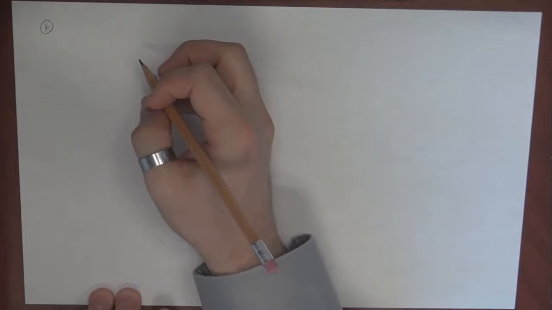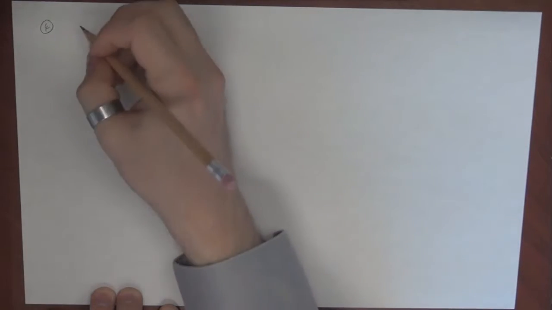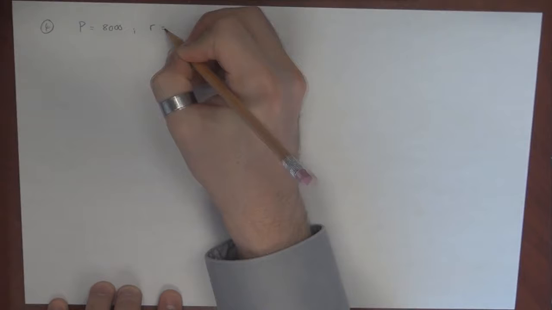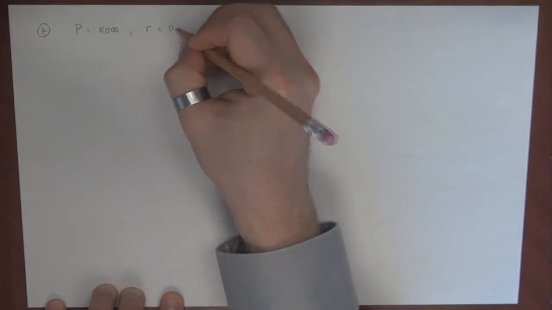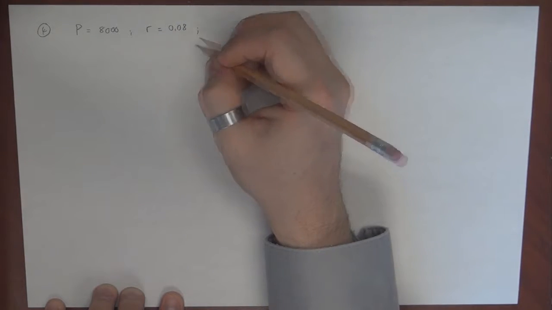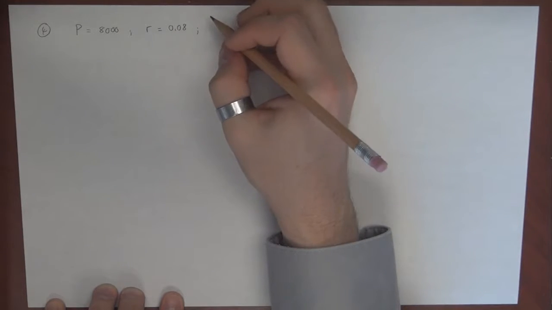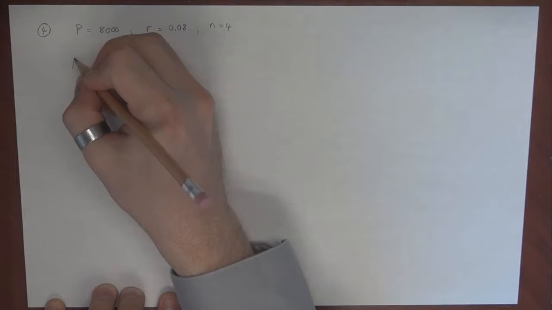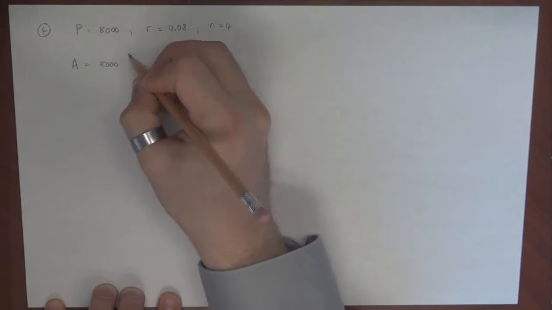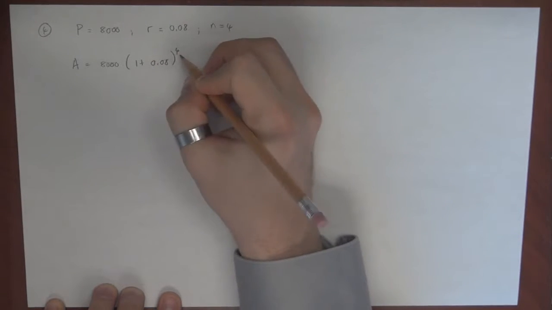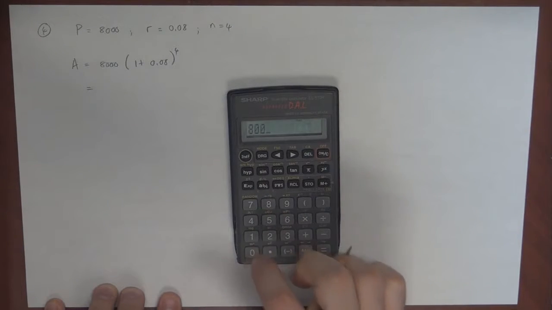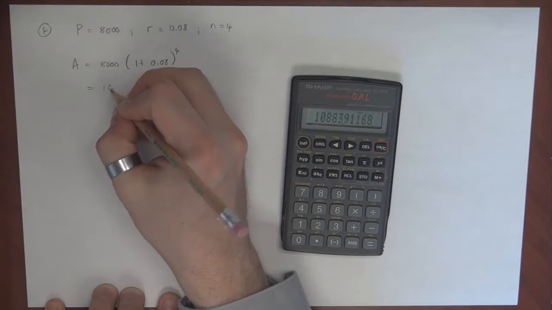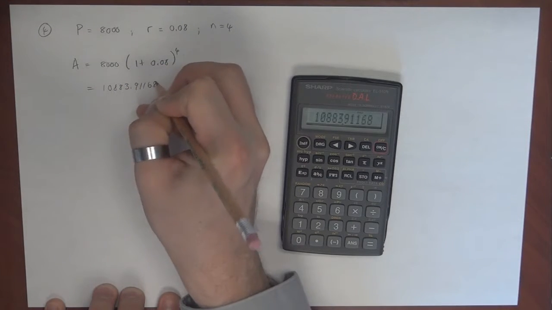So in this case I have a straightforward compound interest situation. So I have my original amount is 8,000. My annual interest rate is 8%, so 0.08. My compounding period is a year, so I don't need to adjust that. And I'm doing this for 4-year periods. So the accumulated amount is 8,000 times 1 plus 0.08 to the 4. That means 8,000 times 1.08 to the power of 4, 10883.91168.